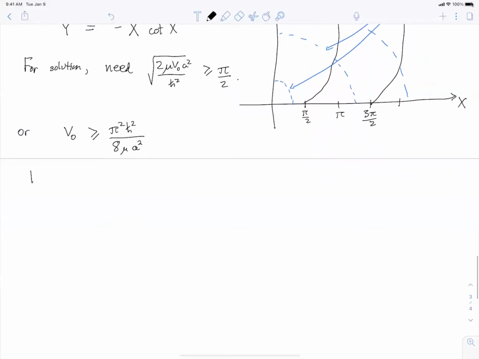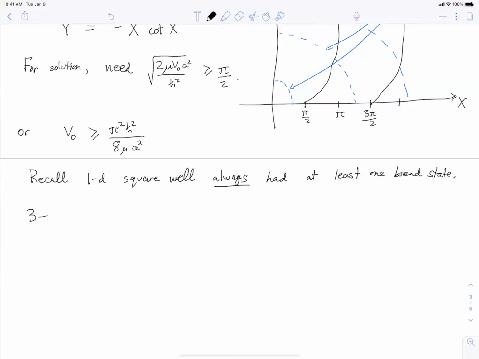Okay, so recall that the one-dimensional square well always had at least one bound state solution. But this one doesn't. The spherical case does not. Okay, so the 3D, what we've learned is that the 3D square well requires the potential to be deep enough in order to have a bound state solution.